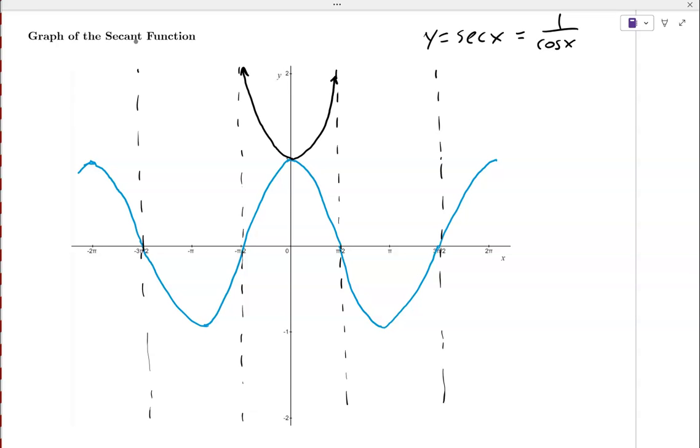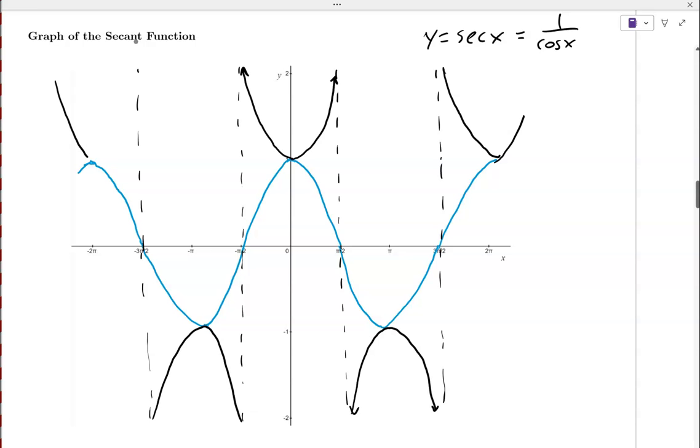What's going to happen in the next part? Are we going to get another U shape up at the top? No, it's going to be down at the bottom, down here, right? We're going to get one that goes this way. And then it will start repeating. It'll go up over here, down over here, up over here.